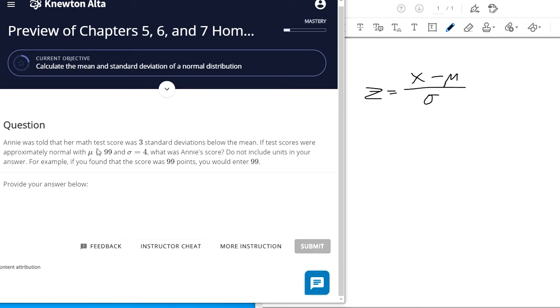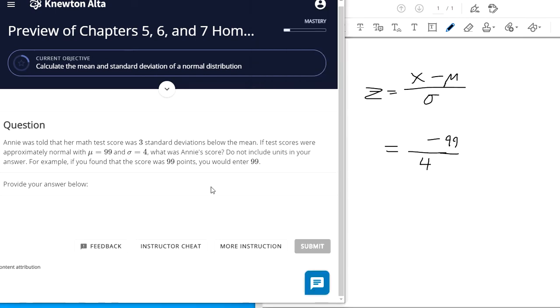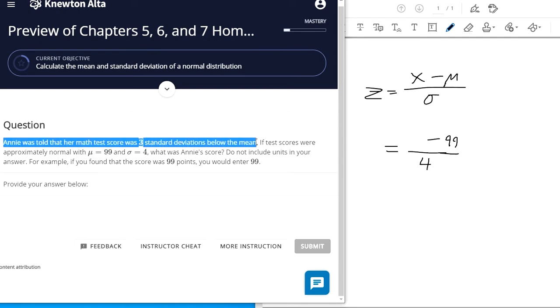If a test score were approximately normal with a mean of 99, so that means we're going to plug 99 in for mu, and the standard deviation is 4, so that means we plug in a 4 for the standard deviation. What was Annie's score? That's where we're going to use this part here about the 3 standard deviations below the mean.